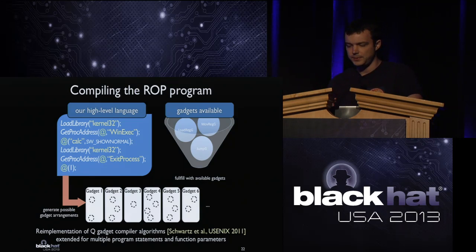And this is something that was proposed by Schwartz et al. in 2011. Basically, at this point, we have all the potential ways to create our ROP payload, and we look at what we have available, and then we try to fulfill at least one arrangement of gadgets for each program statement. And when we're able to do that, we have a full ROP payload available now, and we can then serialize that into a form that the adversary can use. For example, if this is all running in a web browser as JavaScript, this would be serialized just down to a JavaScript string.